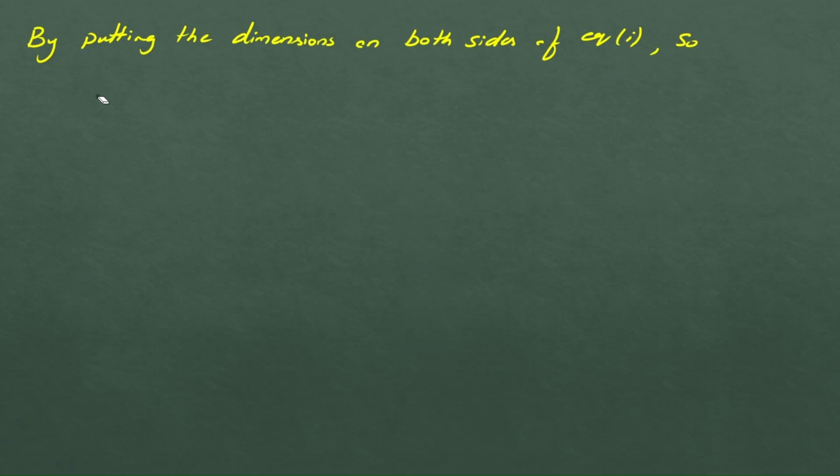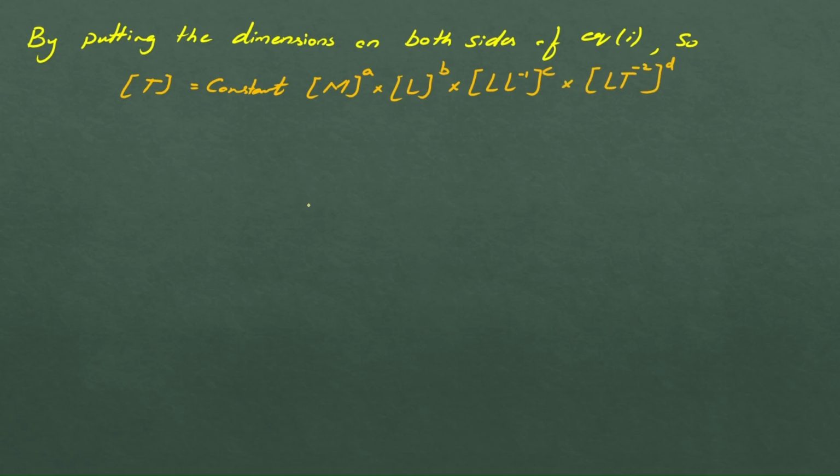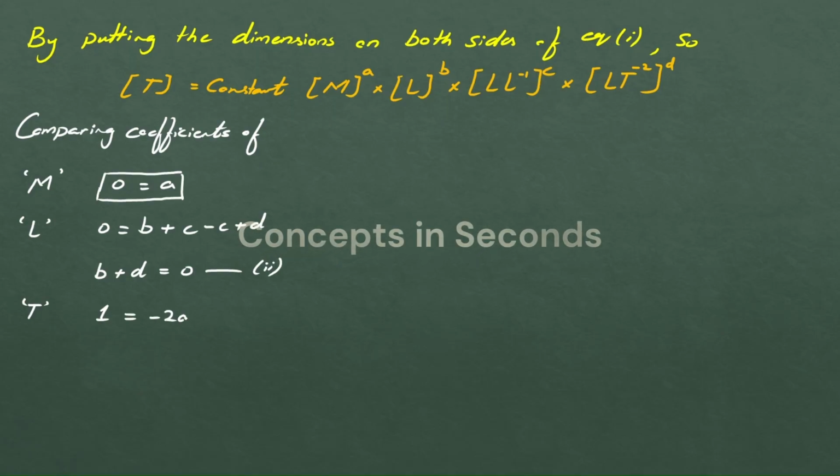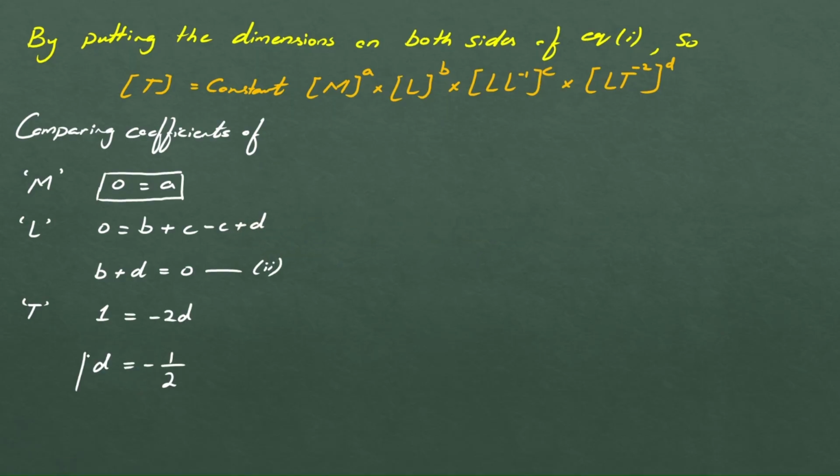So the dimension of time period is T, constant ऐसे लिख लेंगे. Dimension of mass is M, dimension of length is L, dimension of theta is L L minus 1 and dimension of g is L T minus 2. Now comparing coefficient of M, 0 is equal to a, this is the value of a. L, 0 is equal to b plus c minus c plus d, so b plus d is equal to 0, this is equation number 2, and T, 1 is equal to minus 2d, that is d is equal to minus 1 by 2.